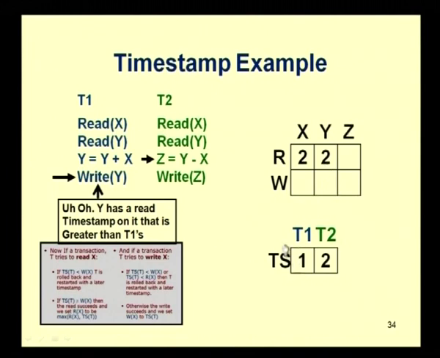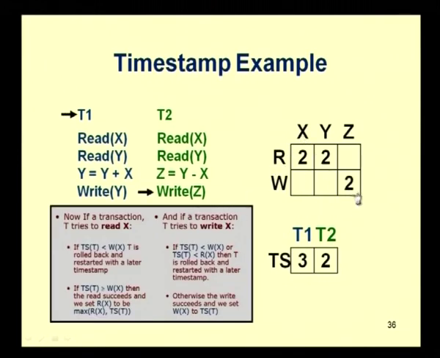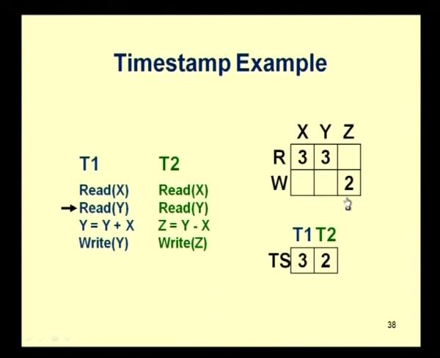So, this t has to be rolled back and you have to restart it with the later timestamp. So, you roll back this and you change the timestamp to 3. This is the new timestamp. Now, with this new timestamp you have to modify this, because now the largest timestamp that read x is 3 and y is also 3. So, this is the value you get after this.